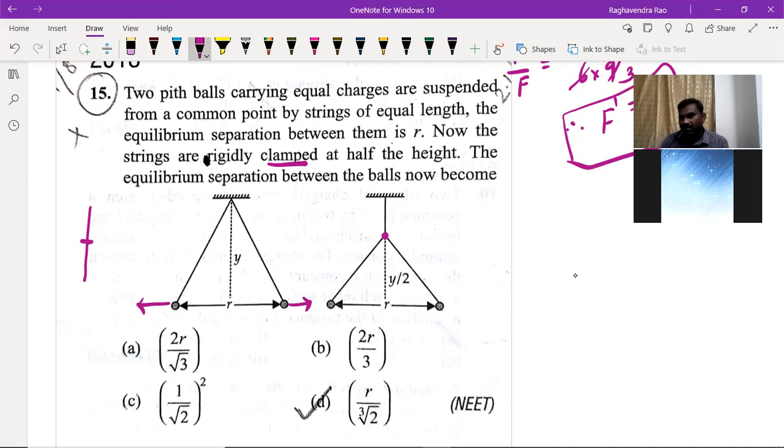We can apply, as we discussed yesterday, the theta values and we can simplify the equation. Okay, so once go through this calculation.